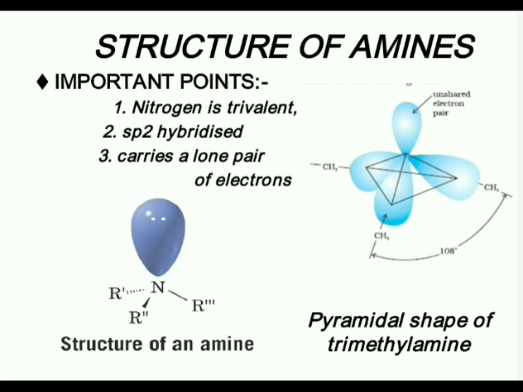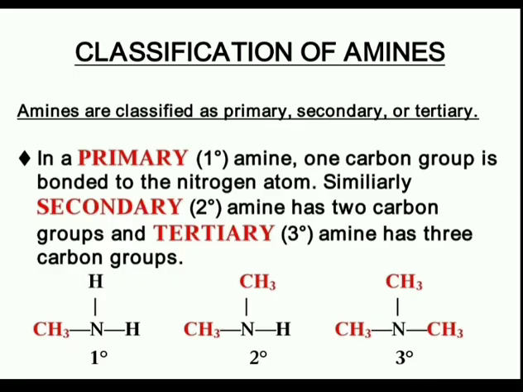Dear students, amines are broadly classified into three categories: primary, secondary, and tertiary. Primary amines contain one carbon group directly bonded to the nitrogen atom, and there are two hydrogen atoms, as you can see from this diagram. Similarly, secondary amines contain two carbon groups and one hydrogen. Yes, you can see from this diagram, this one and this one.